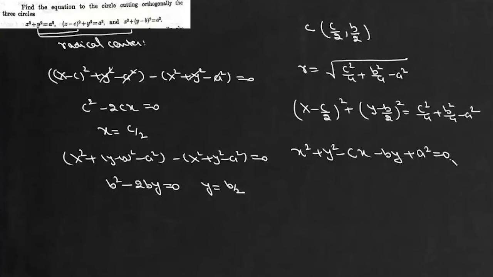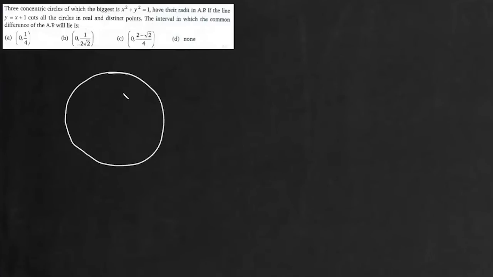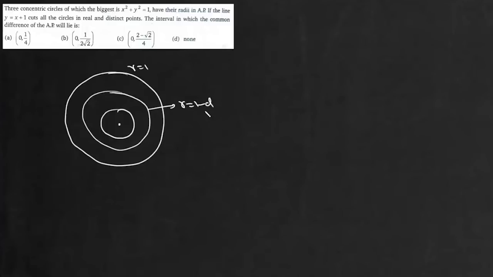Now here the question is: three concentric circles, of which the biggest is x square plus y square equals 1. So we have three concentric circles with center at origin, and the radius of this bigger circle is 1, and they have their radii in AP. So suppose this is 1, the radius for this is 1 minus d, and the radius for this circle is 1 minus 2d, where d is greater than 0. It says if the line y equals x plus 1 cuts all the circles in real and distinct points, the interval in which the common difference of the AP will lie is.